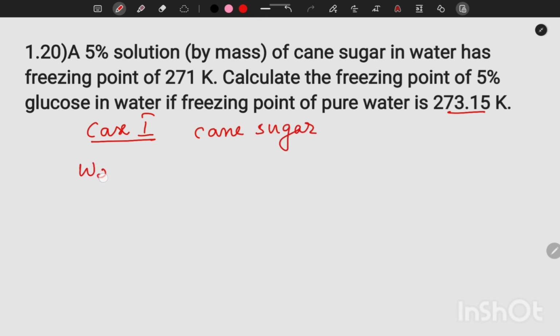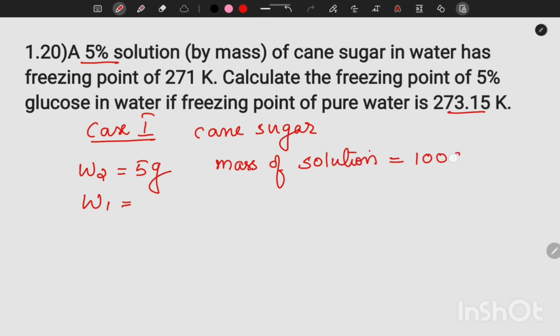Mass of solute is equal to 5 gram. Mass of solvent: here 5% means 5 gram solute in 100 gram of solution. So mass of solution is equal to 100 gram. So mass of solvent will be 100 minus 5, that is equal to 95 gram.